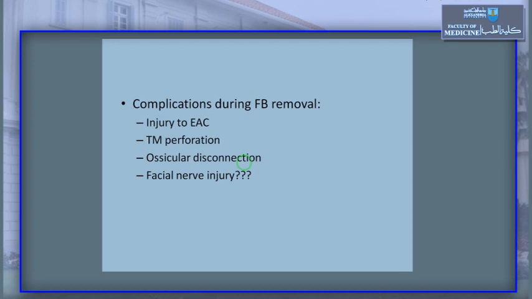Tympanic membrane perforation is a more serious complication, of course, if you are holding a plastic foreign body. If you try taking a plastic foreign body with a forceps, it will slip inside, and as you continue chasing it in the ear canal, you may perforate the tympanic membrane.